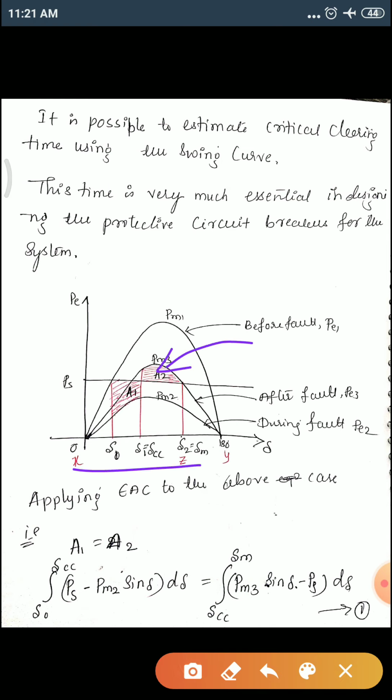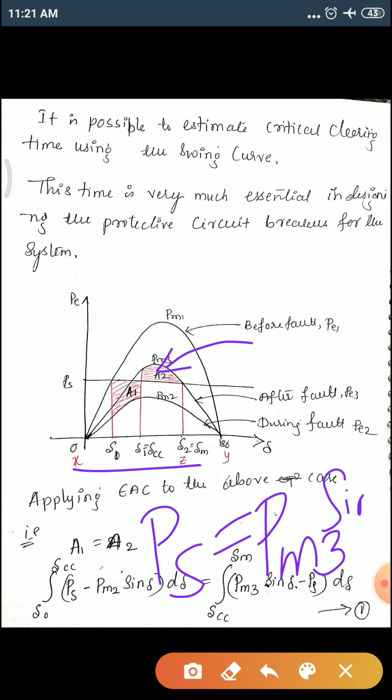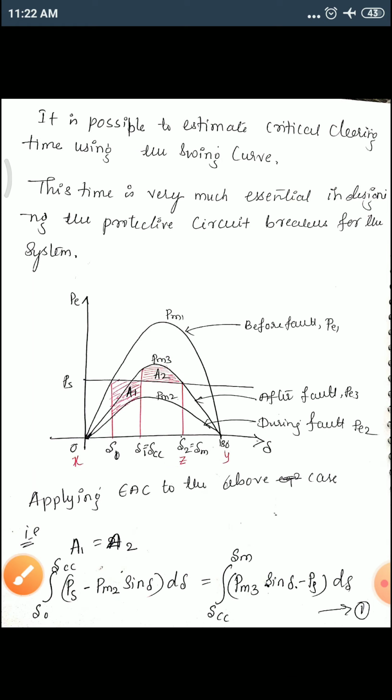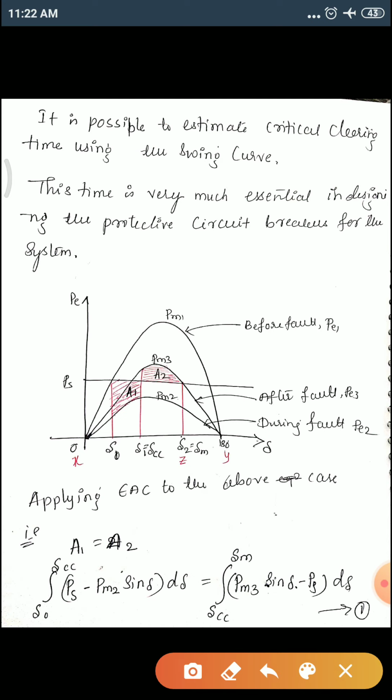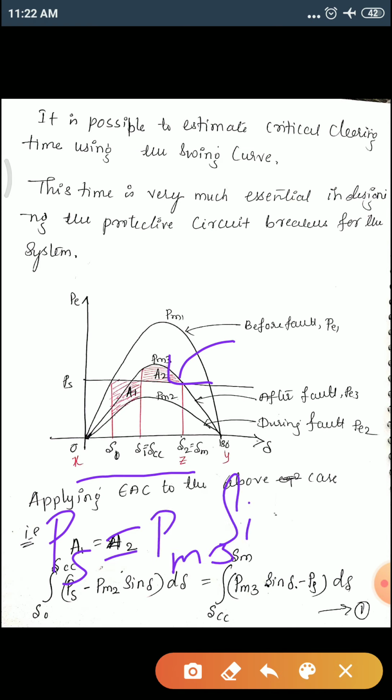With respect to PM3, we can define your PS. PS will be equal to PM3 into sine delta 3. Now we require only delta 3, that is delta xz. I'll write here once again. From this to this is related with the PM3, so PS will be equal to, in terms of PM3, PM3 into sine delta of xz.